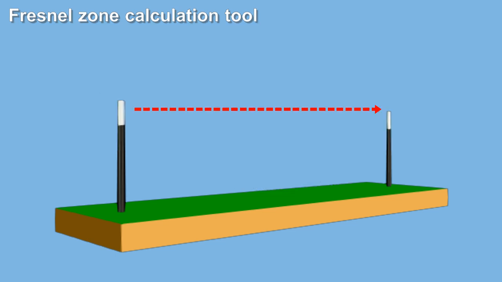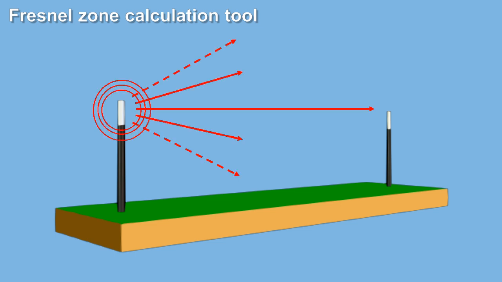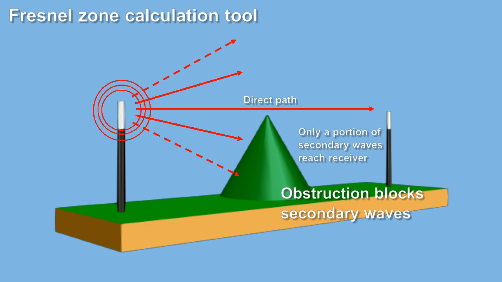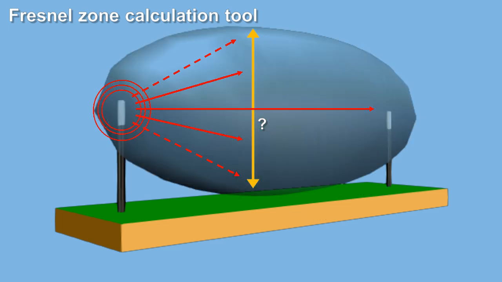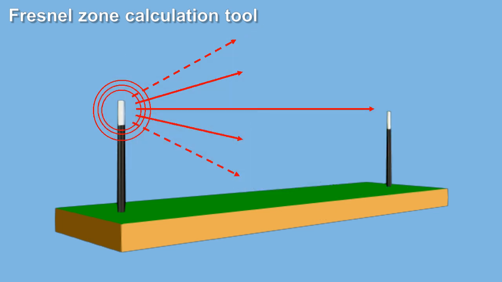When people imagine radio waves travelling, they imagine this. However, in reality, radio waves spread out from the transmitter where they find other paths to the receiver in addition to the direct path. If there is an obstruction, not all of these secondary waves will be able to reach the receiver. So how much area should be left that all the waves reach the receiver?